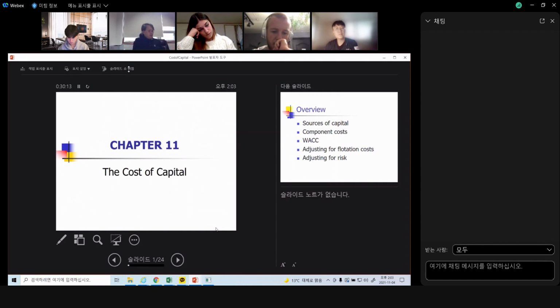Okay, cost of capital. It's the first chapter in Part 4, part of capital budgeting. Capital budgeting is long-term investing in long-term assets. As I explained in the first class, when I explained the syllabus, capital budgeting is a very, very important issue, especially for the corporate financial officer. Capital budgeting is associated with huge amounts and long-term periods.